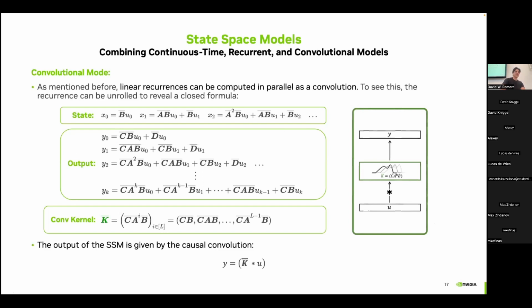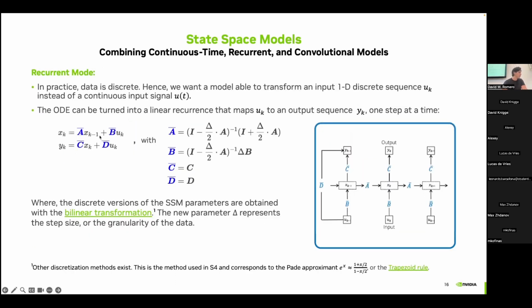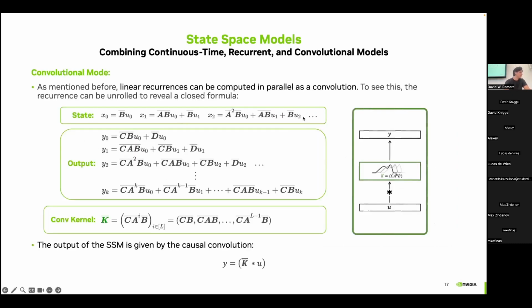Unsurprisingly, we can also do the same for the convolutional mode as what we did in the introduction. So we have a state that is given by these different formulas at different positions. At time 0, we're going to have B0, C0, and then for time 1, we're going to have A multiplying two times, and so on and so forth. The x0 is going to be Bu0, then x1 is ABu0 plus Bu1, and so on. So it's basically the recurrence that we were discussing. And the output is going to be given by this multiplied by C and D in some cases.